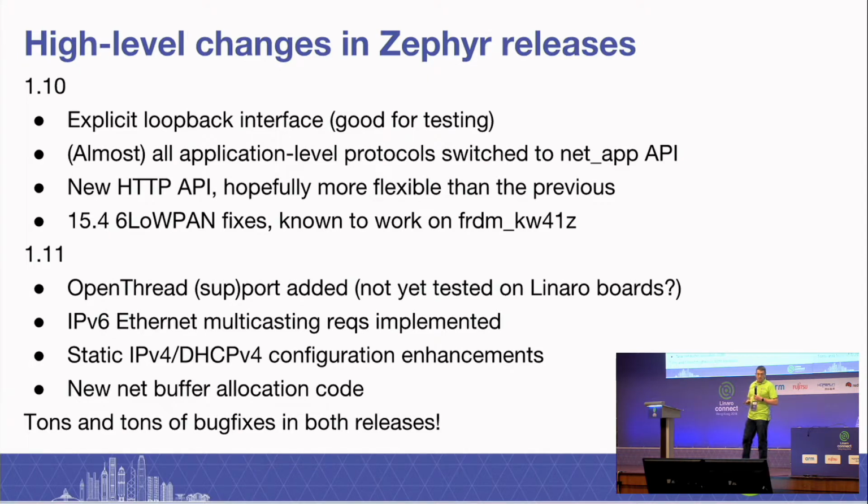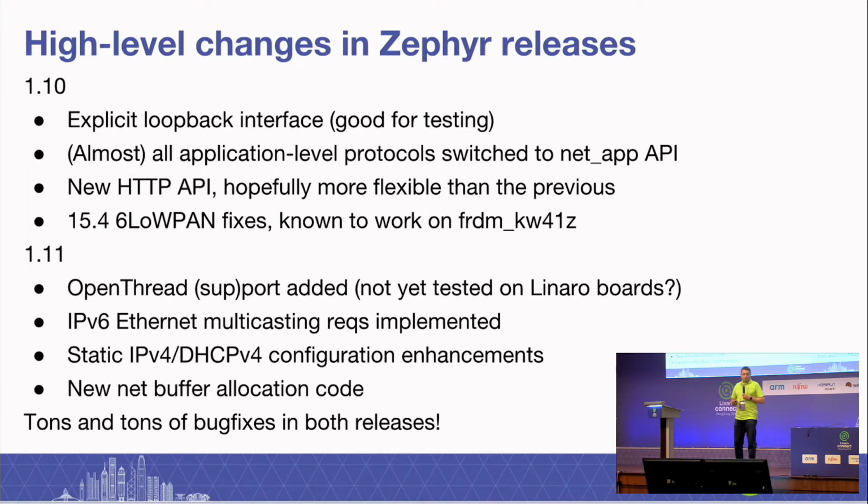In 1.11, which was released a couple of weeks ago, OpenThread support was merged. As far as I know, there is actually a PR for the Freedom board, but initially it was tested on NRF52. IPv6 Ethernet multicast requirements were fully implemented, so we should comply with the related RFC, but it showed some issues with other IPv6 bridges, like 6LoWPAN, which need some kind of optimizations.